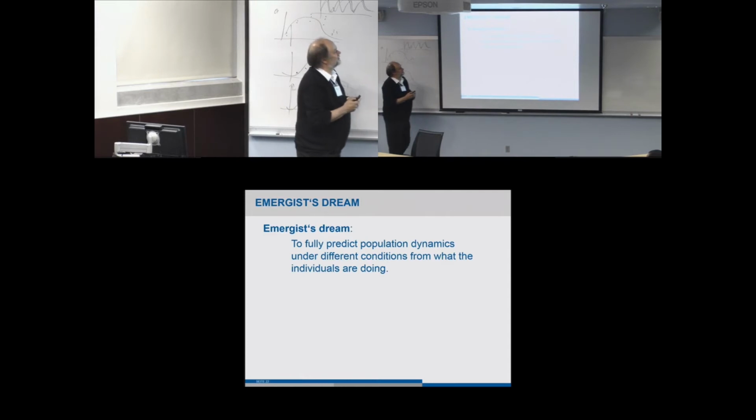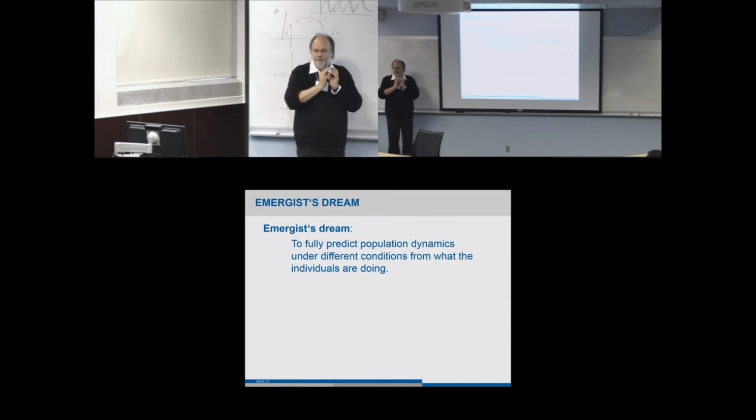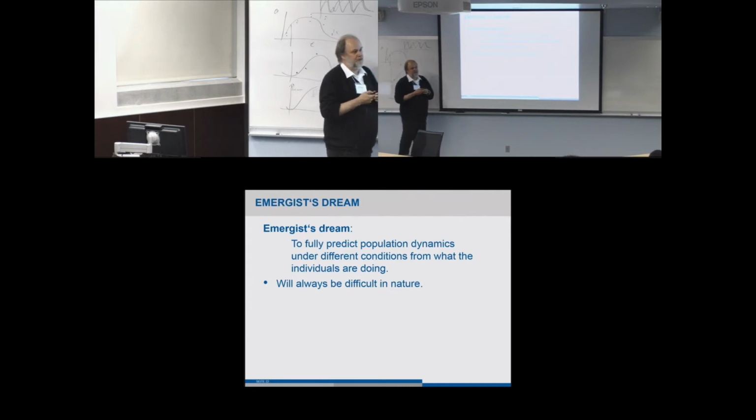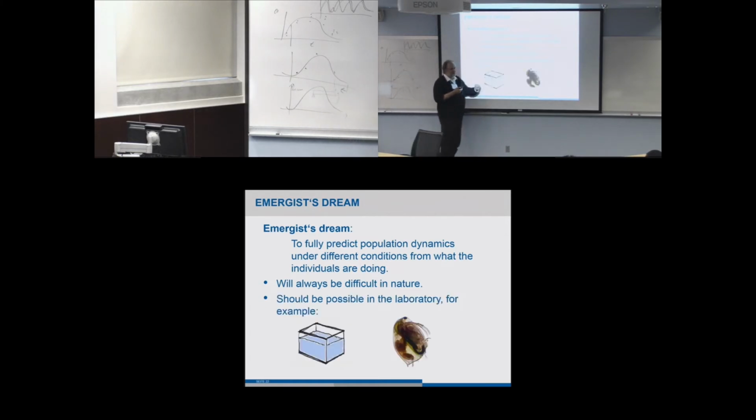So, patience. The emergence dream, of course, I was dreaming of this for many years, almost 2 decades. What if I have an individual and I describe it in terms of some rules, and then everything else I can see at the population level emerges from what I told the individual? So no system-level calibration and tweaking involved. Is that possible? I asked myself. And I thought probably it will always be difficult in nature, because in nature we can never fully control environmental conditions, but in the lab it should be possible. So we have an aquarium, we can control temperature, food resources, everything.